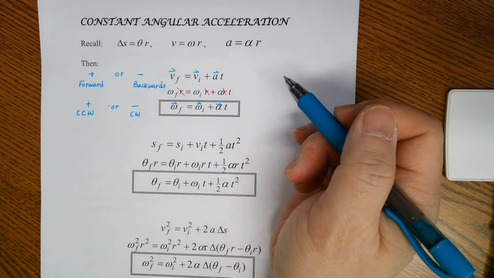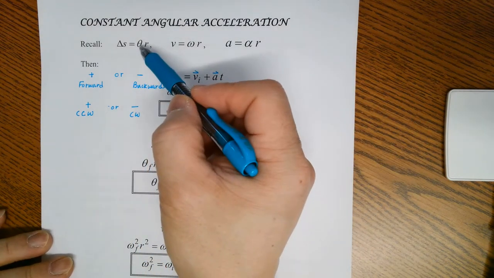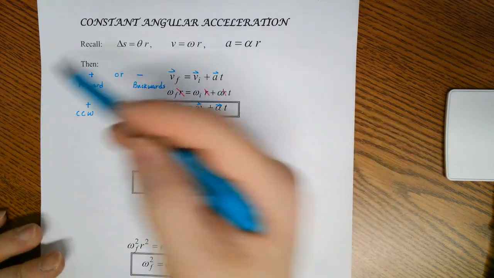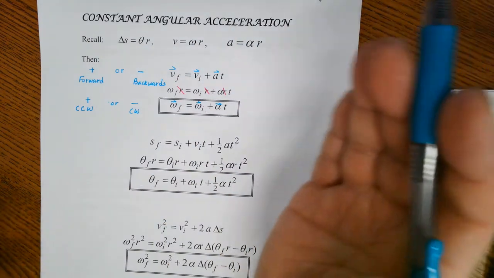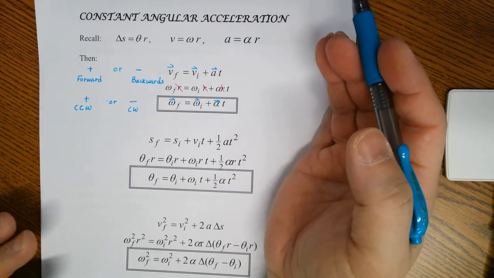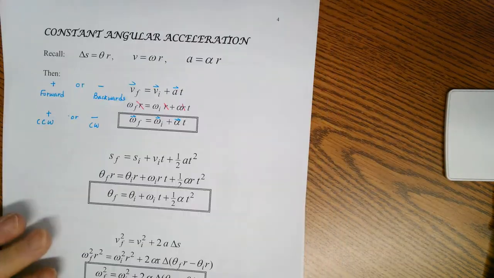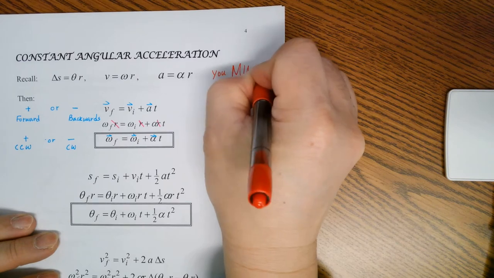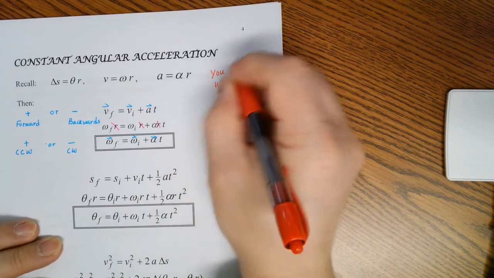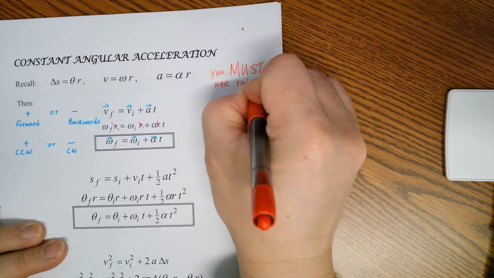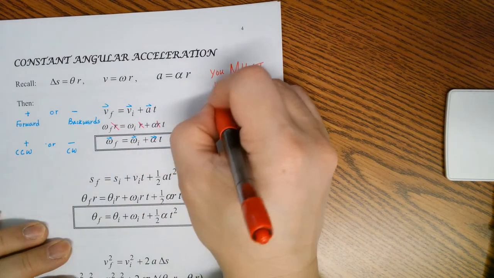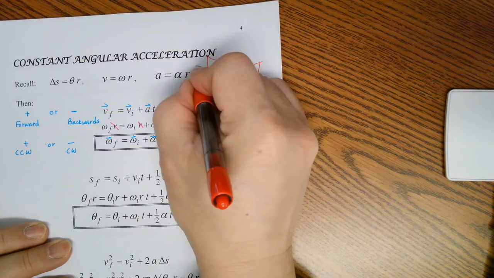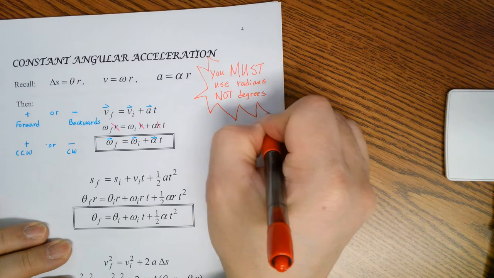Now, I know some people would think this theta can be measured in degrees or in radians. But when we're working with these equations, there's no negotiation whatsoever. You must use radians, not degrees, okay? That's very, very important.